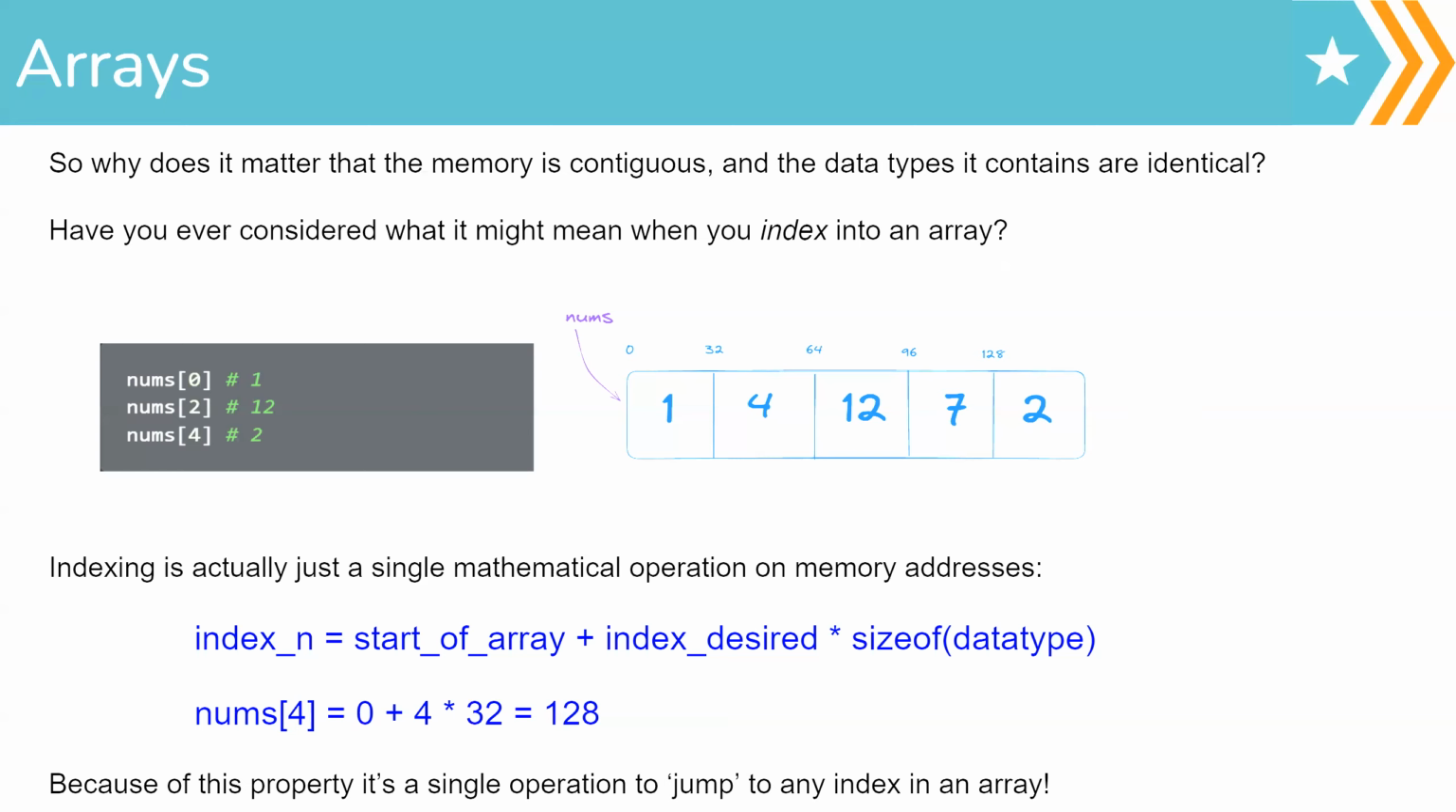It's all one next to the other. You start somewhere, and then each thing has the same size. Because of that, you can jump somewhere. You have this index ability.